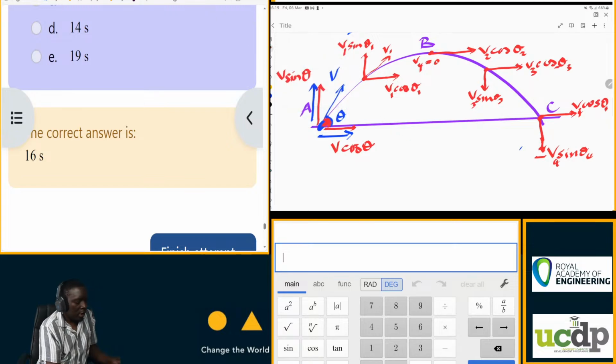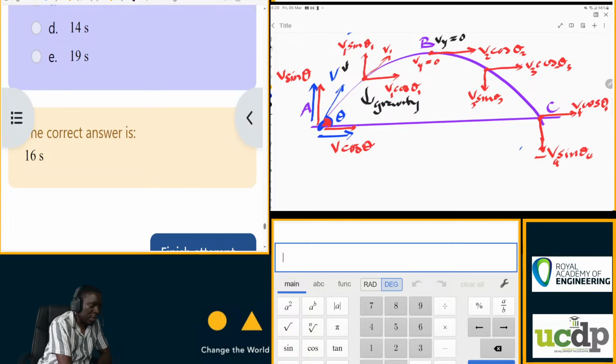Initially we launched with a velocity v, which could be 30 meters per second, but in the vertical, because you've got gravity, the vertical component decreases. When you get to the maximum, your Vy is 0, because gravity acts opposite to this vertical velocity, decreasing it each time until it gets to 0 there. Whereas there's nothing acting against v cos theta, so v cos theta remains throughout the motion.